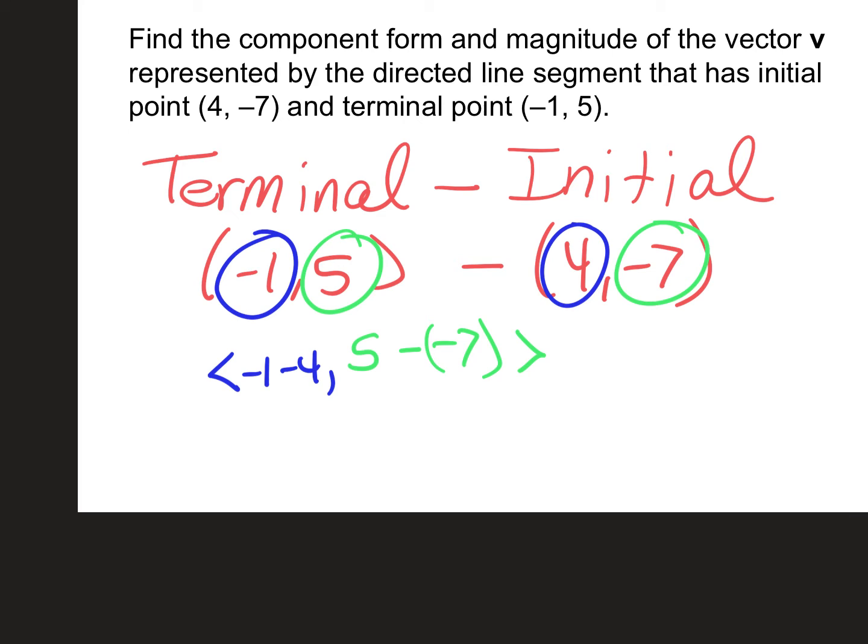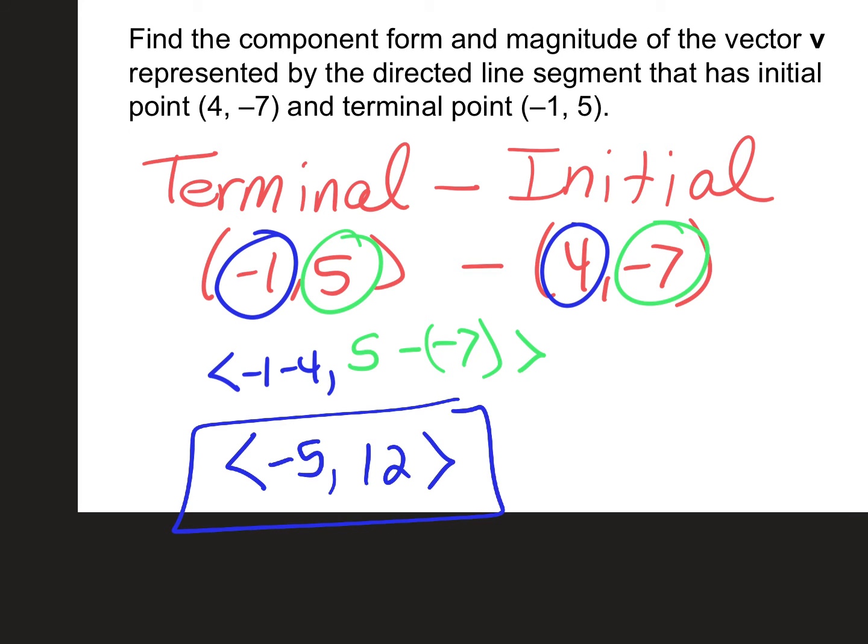So simplify that. My component form of this vector, what is -1 minus 4? -5. And what is 5 minus -7? 12. There is the component form of your vector. You keep the first with the first, second with the second.